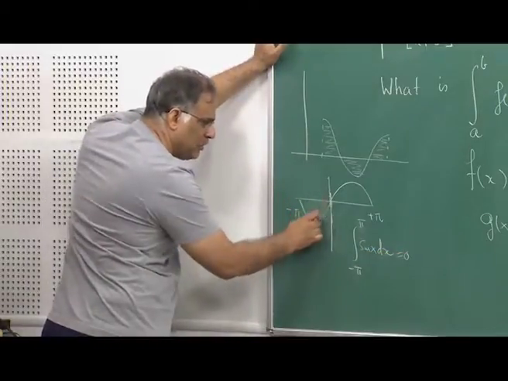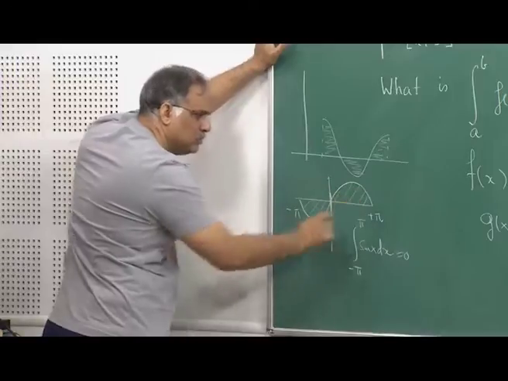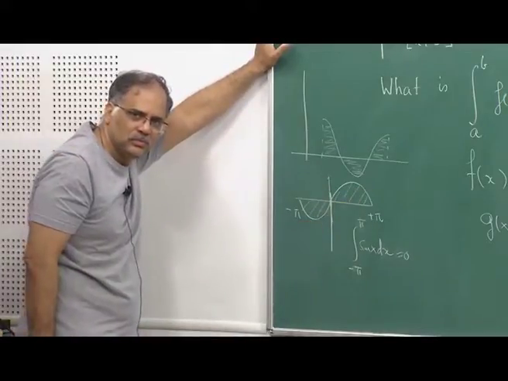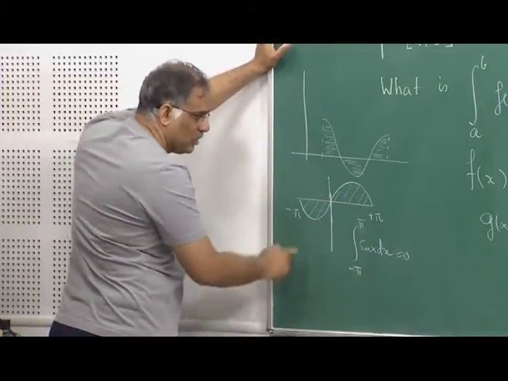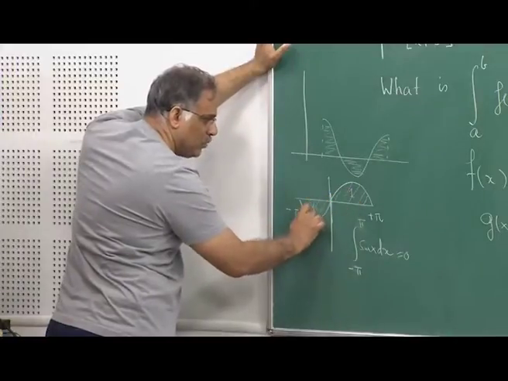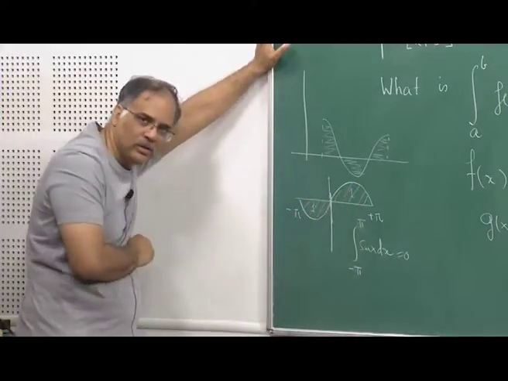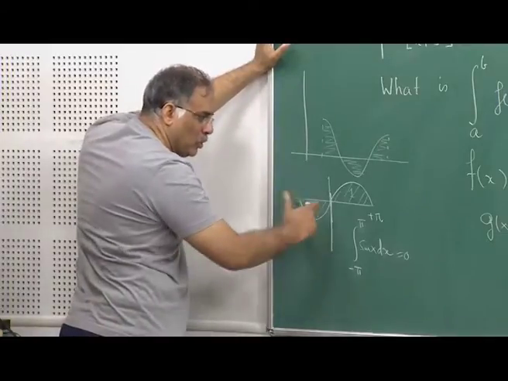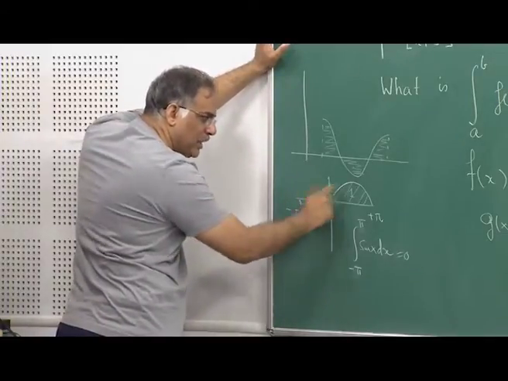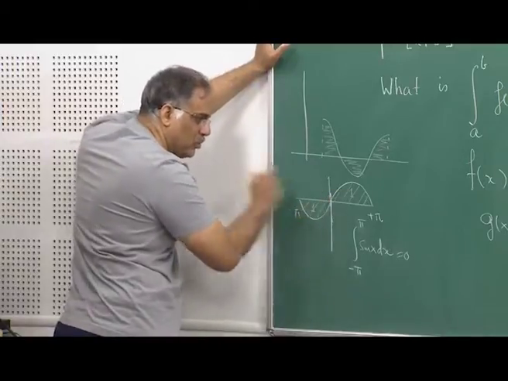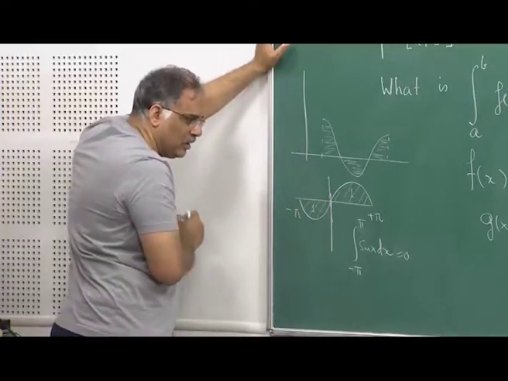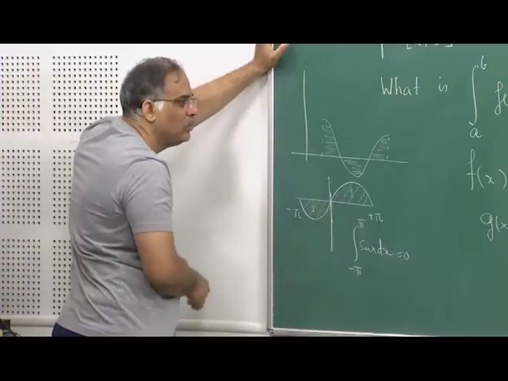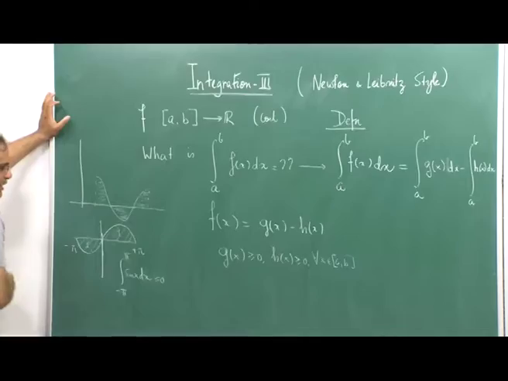Is the area under the curve 0? Of course, this area is 1 and this area is 1, so that is 1 minus 1. The absolute value of the area is 2 if you sum the two areas, but if you define the area under the curve in that sense, it will actually become 0.